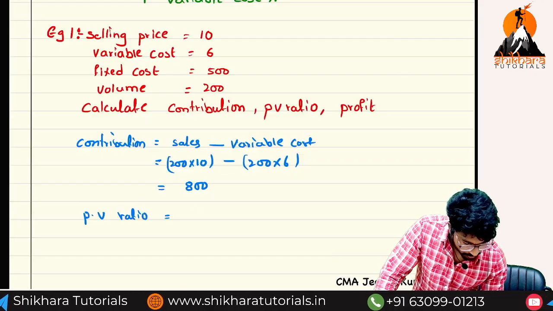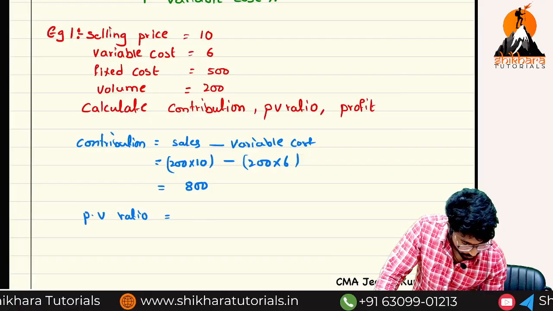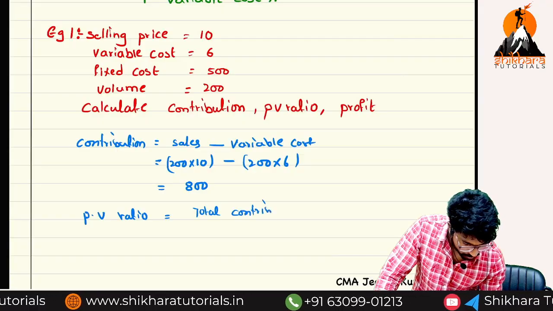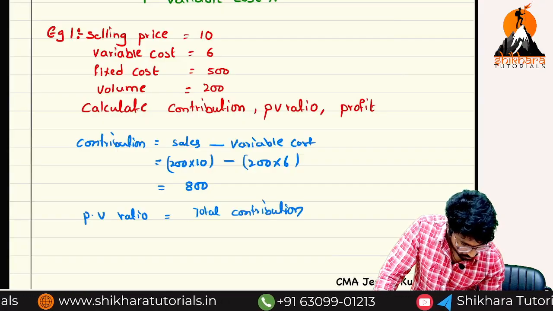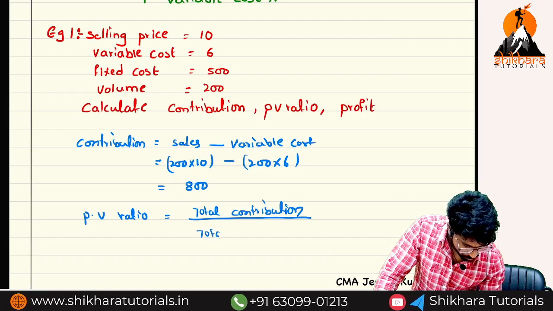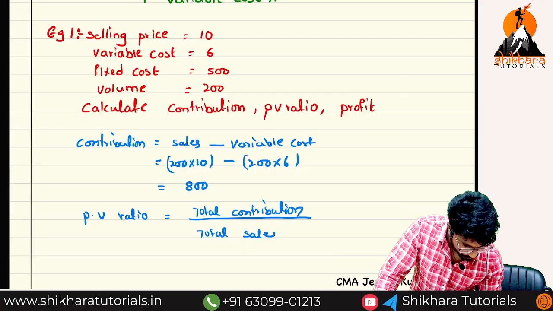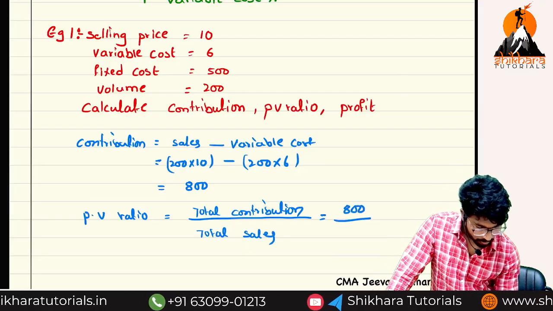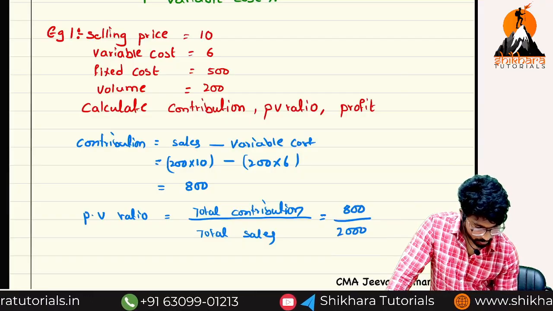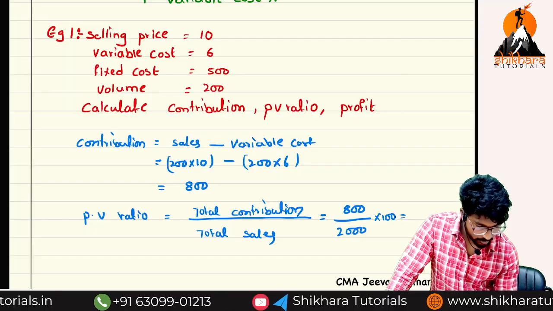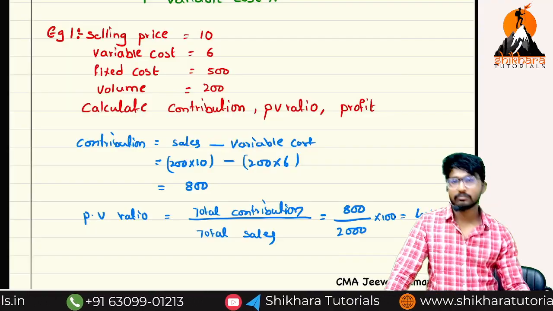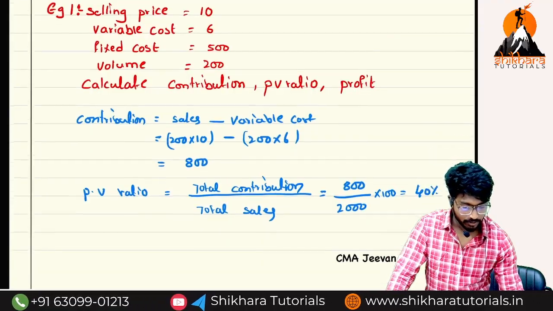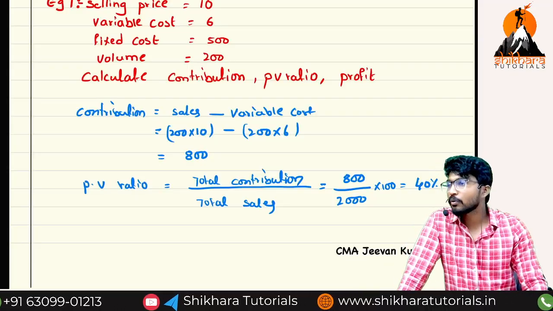Sales, that is, contribution is 800. Total contribution divided by total sales, that comes to how much? 800 divided by 2000 into 100, that is 40%. Your contribution portion is how much? 40%. Next, he asked us to calculate profit.